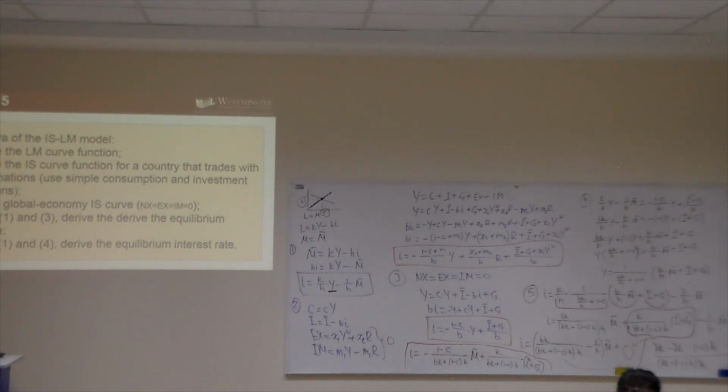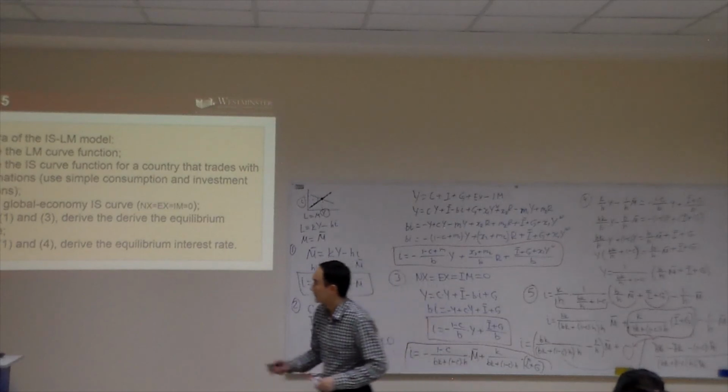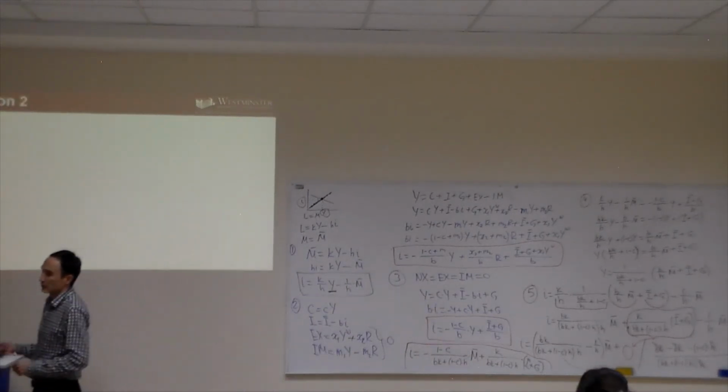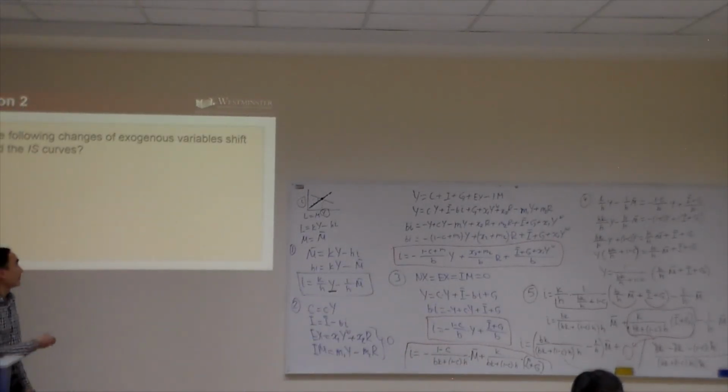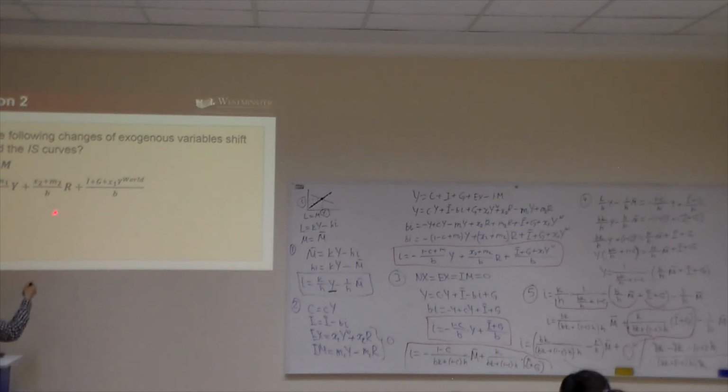Okay, so now we are done with this one, and the last slide, which is not going to take your time. How do the following changes of exogenous variables shift the LM and IS curves? Number one. So this is the LM curve function which we derived, and this is the IS curve function for an open economy, right? An increase in money supply.